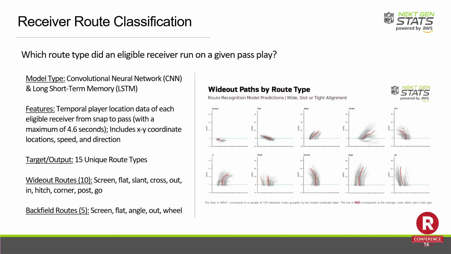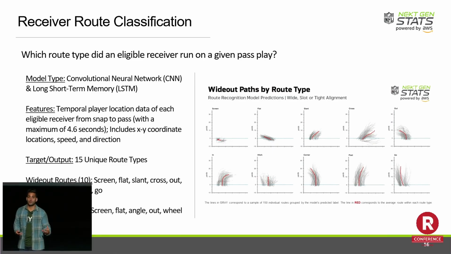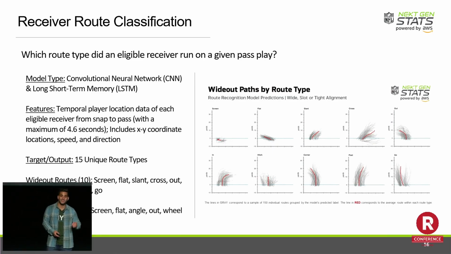On the right, you'll see a diagram of all of the route types for a wide receiver, and you can see the archetype of the player paths over that time. What we did is we take the moment of snap to either the end of the pass or 4.6 seconds, because anything beyond that, they're running around like a backyard play. And we're able to use that time span for each individual player to determine what route you ran.